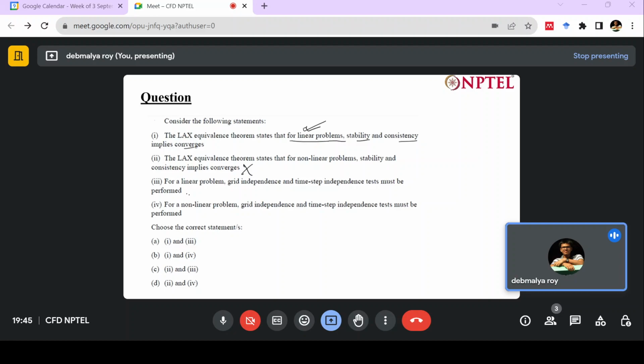Okay. What is the next? For a linear problem, grid independence and time step independence tests must be performed. This statement is not required if Lax is satisfied. If stability and consistency is satisfied, we do not really need to perform any grid independence or time step independence test for linear problems. However, for non-linear problems, we need. So 4 is also correct. So 1 and 4 in this case are correct statements. So B is the correct statement.